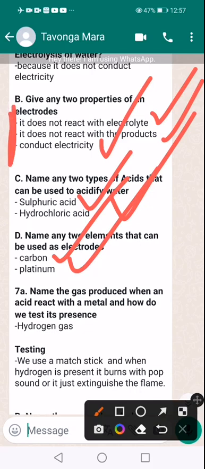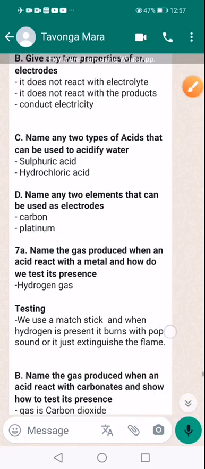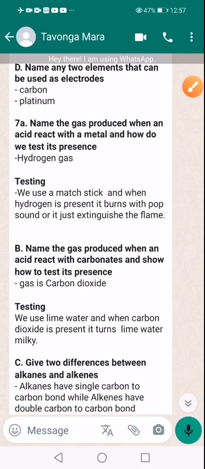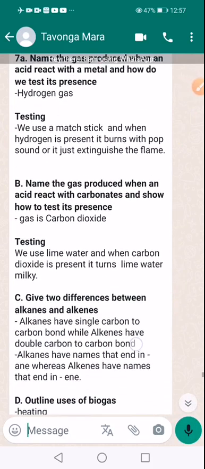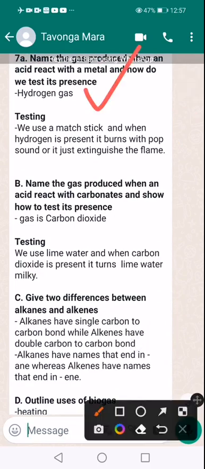Name the gas produced when an acid reacts with a metal and how do we test its presence. The gas produced when an acid reacts with a metal is hydrogen gas. To test hydrogen gas, we need a matchstick. When hydrogen gas is present, it burns with a pop sound.